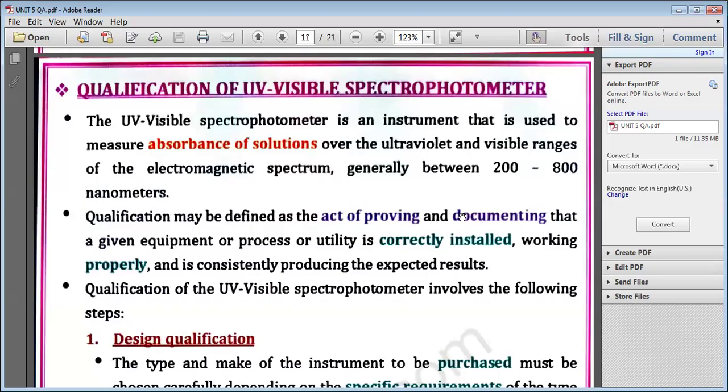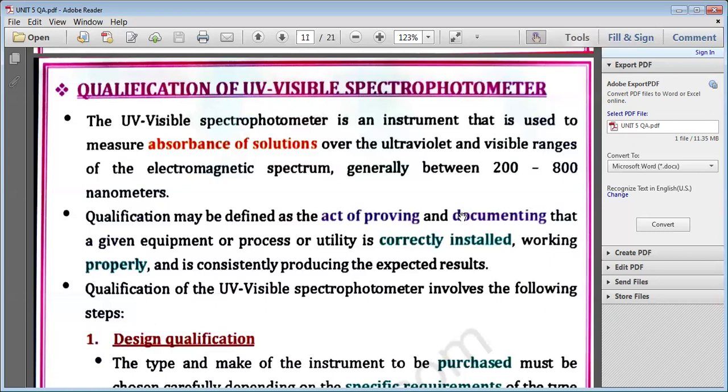For example, if we are purchasing any electronic gadget such as a mobile phone, we perform this qualification. If we are purchasing any home appliances such as a refrigerator, air conditioner or geyser, we perform the qualification. If we are purchasing laptops, we perform the qualification. So qualification is a process which is very important for the instruments we use in pharmaceutical manufacturing units and for the equipment.